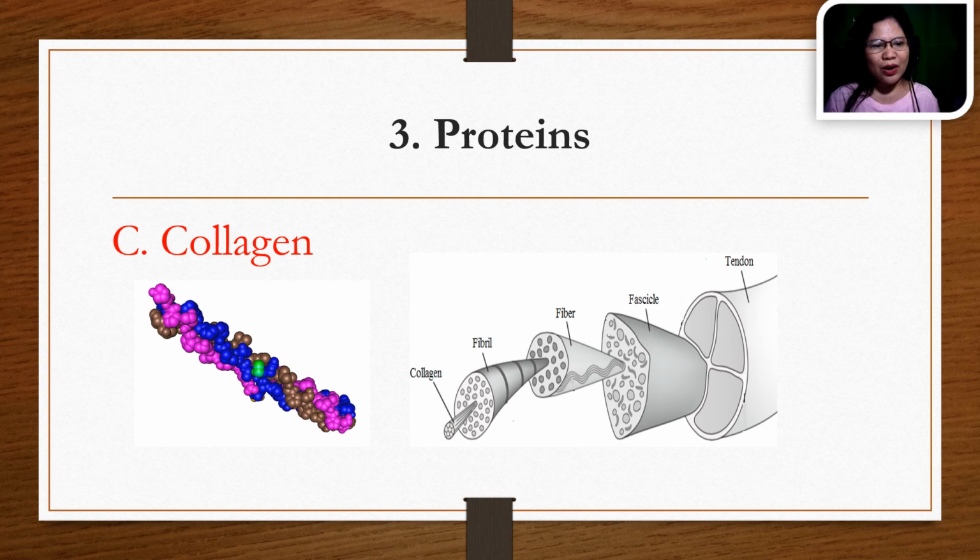So this is how we see the structure of collagen using, of course, the microscopic aid. So you have there the collagen, the fibril, then you have there the fiber, the fascicle, and then finally you have your tendons. So in short, collagen is inside the tendons of your body.